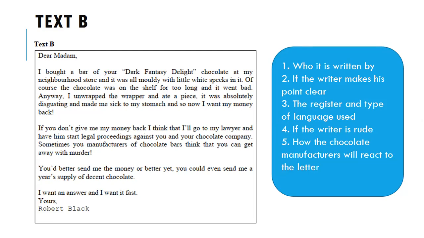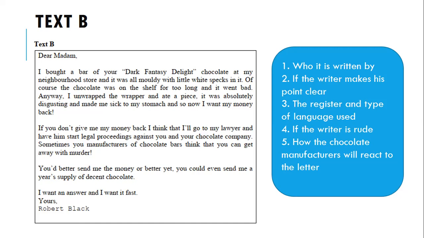What's the matter with the language? All right, so my question should be what it is about. Anyone can help me? What it is about? A complaint about a Dark Fantasy chocolate. I bought a bar of your dark fantasy delight chocolate at my neighborhood store, and it was all moldy with little white specks in it.